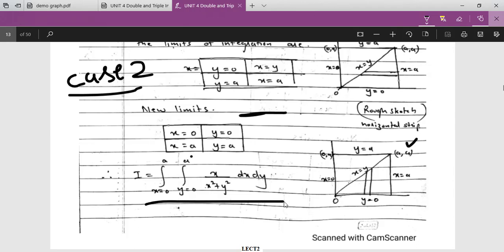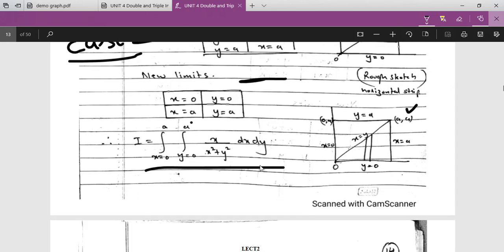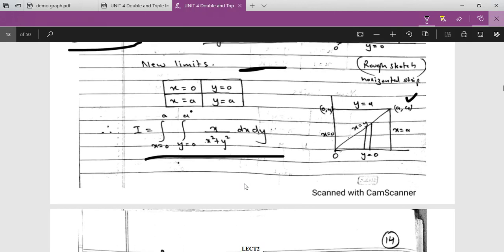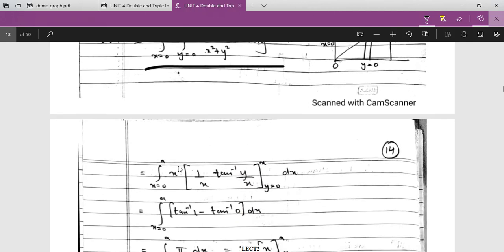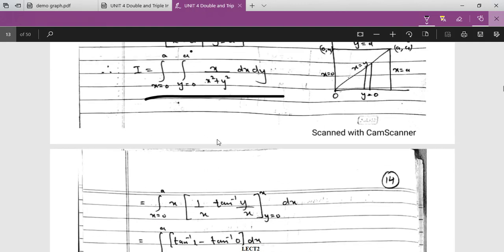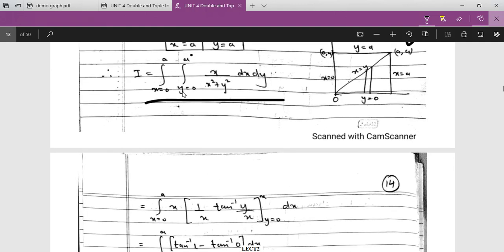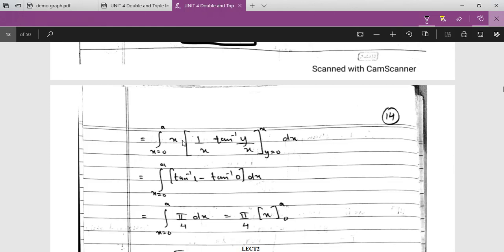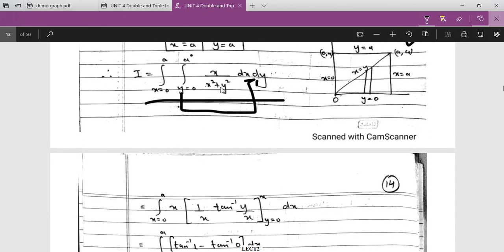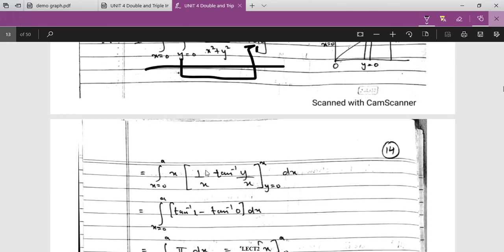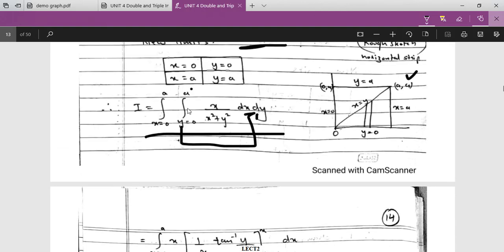And the rest of the things which we have evaluated in the previous examples, which I have given you in my lecture 1, how to evaluate this. Once you do this, the later part is all evaluation. Now x is ranging from 0 to a, and this is y, so I should take dy first, that is the order. If I integrate with respect to y, x is constant, so I take x outside. 1 divided by x square plus y square will turn out to be 1 divided by x tan inverse of y by x over the limit y is equal to 0 to a.